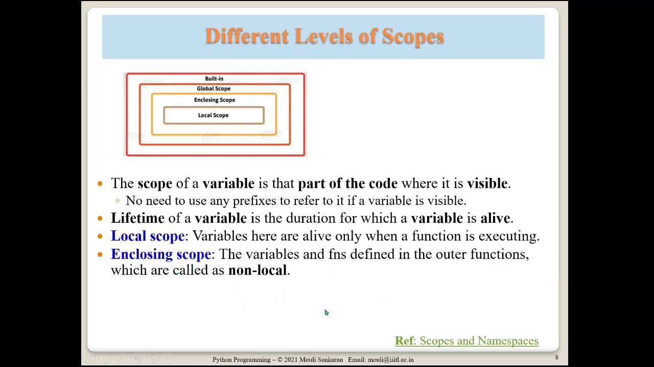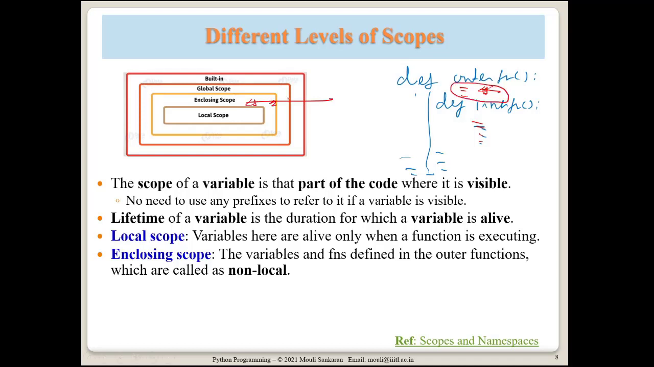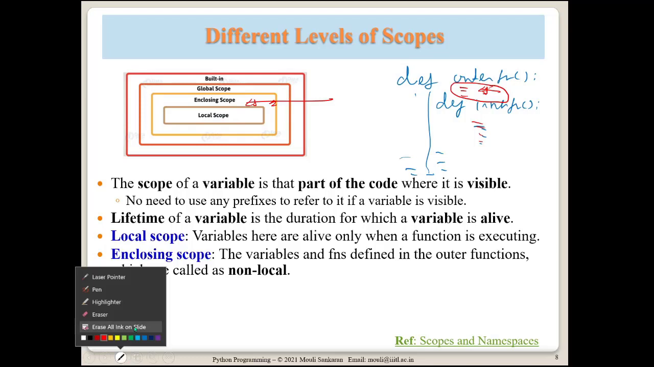Enclosing scope, which is what I mentioned: an outer function which has another definition, an inner function, and something is there in this scope. Now if you have any variables here, they are non-local. They are not local to this function. Their other name is non-local, which is in the enclosing scope. This falls under enclosing scope, which is outside of local scope, the outer layer of local scope.